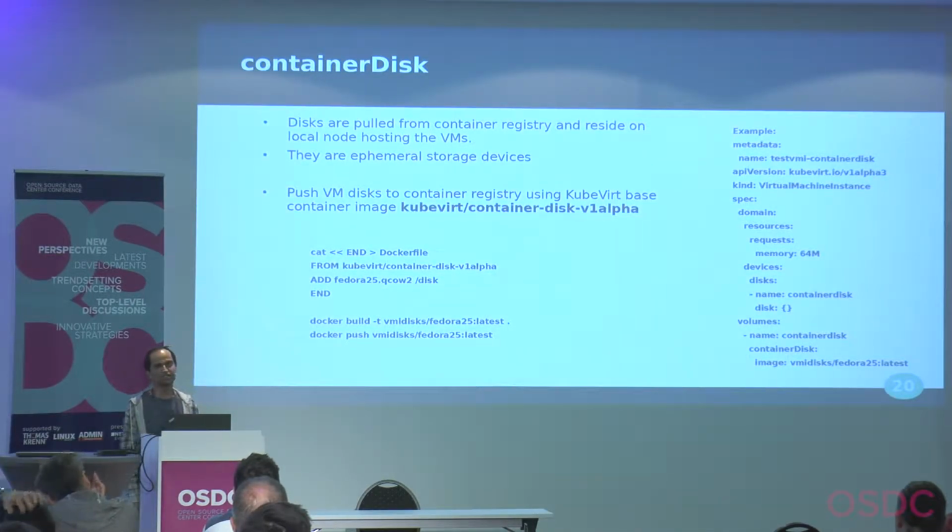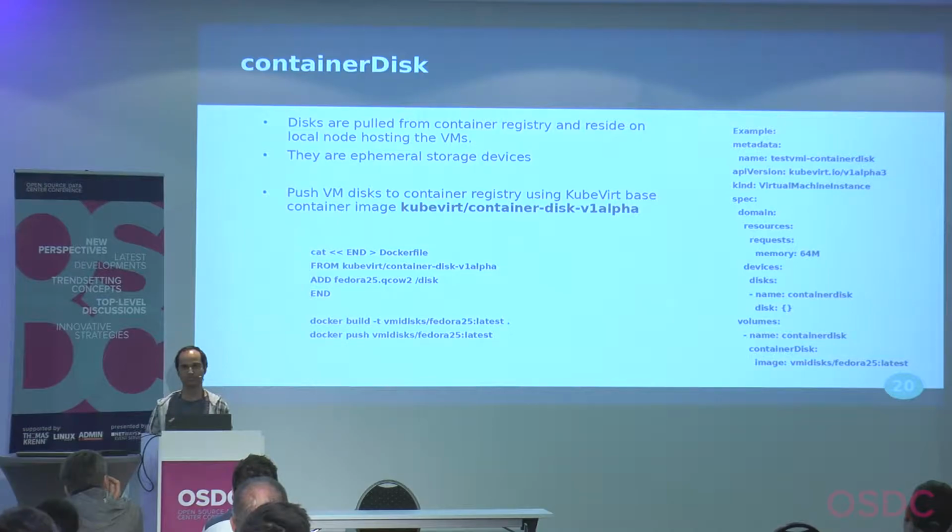With containerDisk, the VM disks are placed on container images, and these container images are pushed to the container registry. These disks are then pulled from the container registry, and they reside on the local node hosting the VMs. One thing to note here is that container disks are ephemeral storage, and they are not suitable for persistent storage.